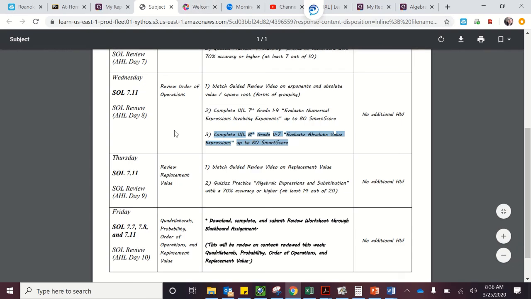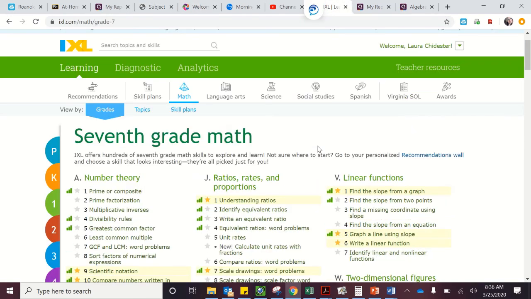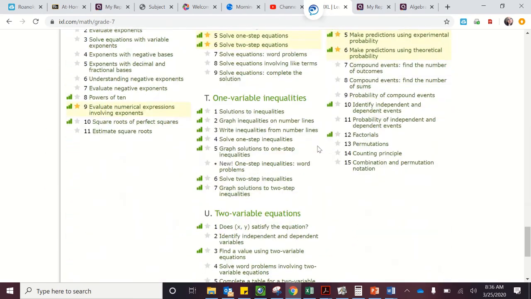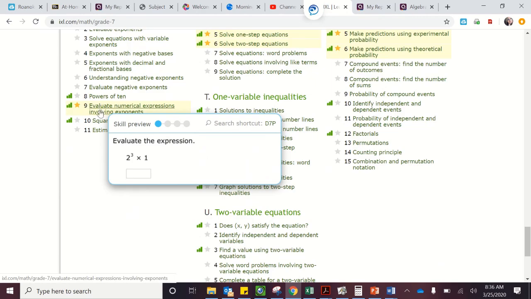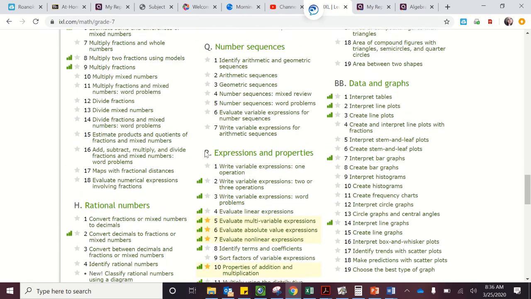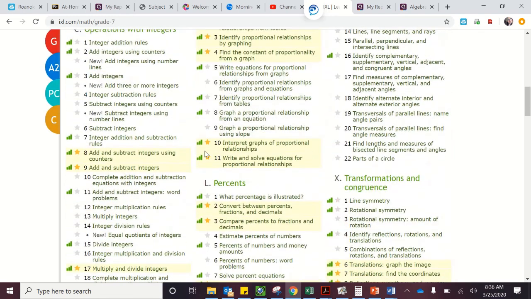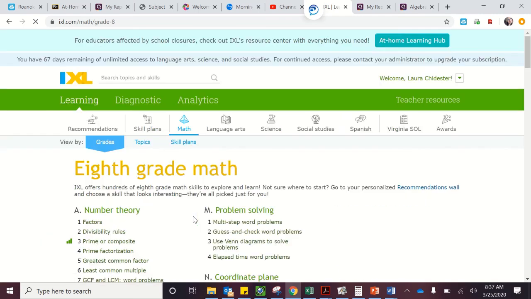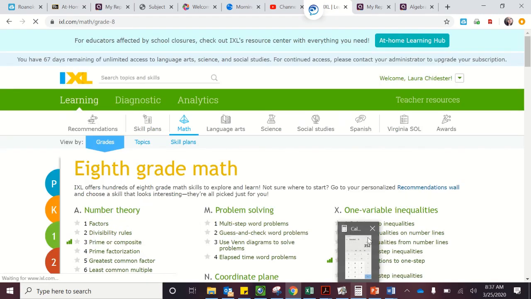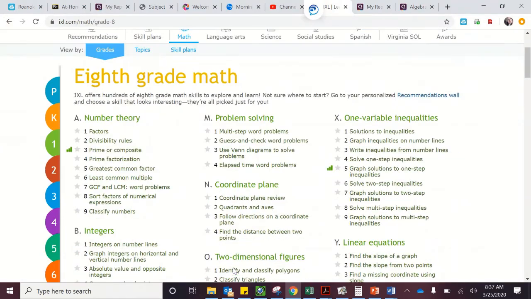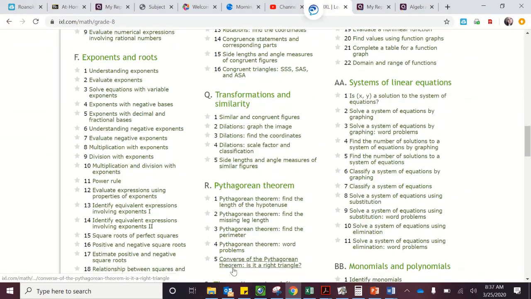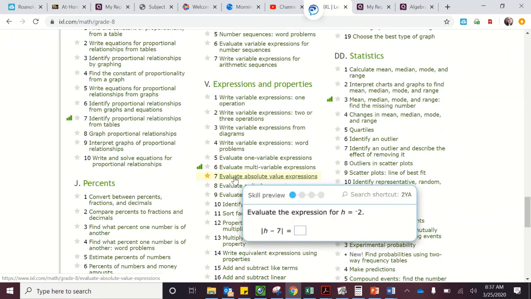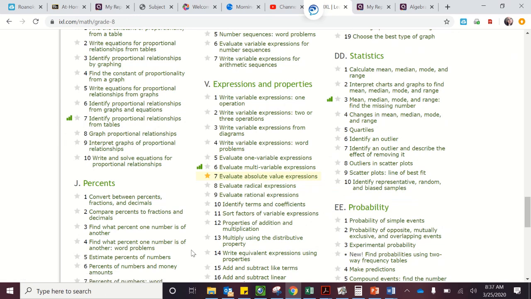So if you open up IXL, 7th grade, I-9, I've started for you, is down here, evaluate numerical expressions involving exponents. Then you can either switch over to the 8th grade tab over here to find the next one, or it is listed, since I've started, it's under your recommendations as well, and you can get to it that way. So it was V7 right here. So I've already started that for you. So those are the two that you're working on today.